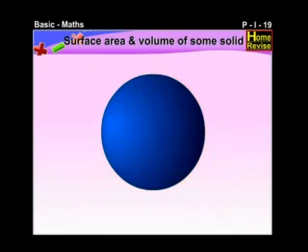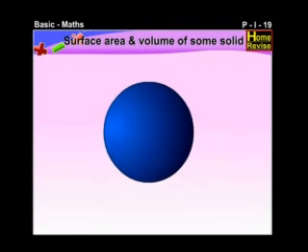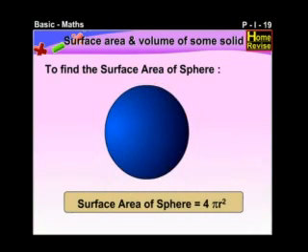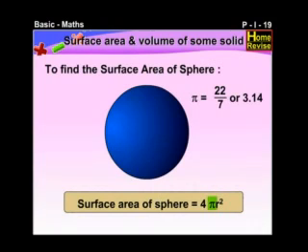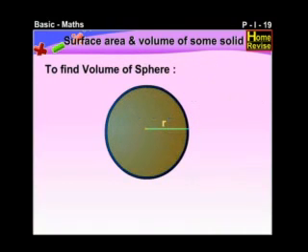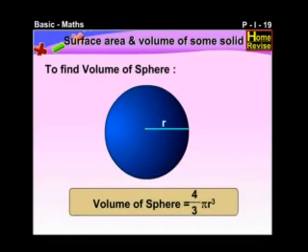Another solid figure, that is sphere. To find the surface area of this figure, that is the sphere, formula is surface area of sphere is equal to 4 pi r square, where pi is an irrational number. Value of pi is 22 upon 7 or 3.14 and r means the radius of sphere. To find volume of sphere, that is inside part, formula is volume of sphere is equal to 4 upon 3 pi r cube.